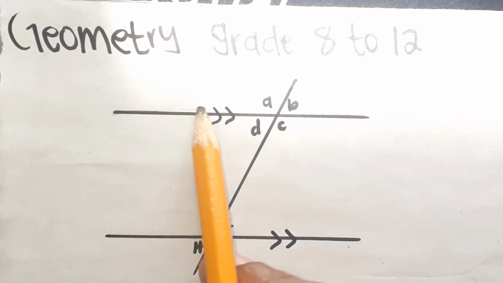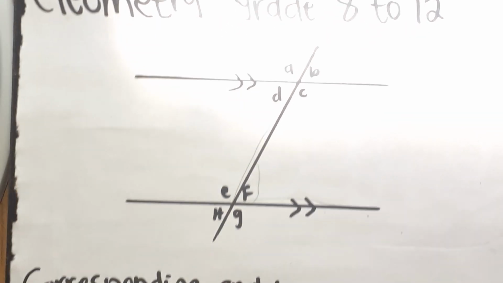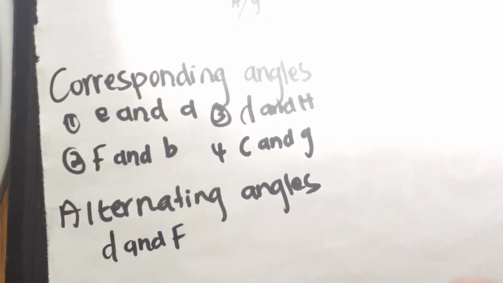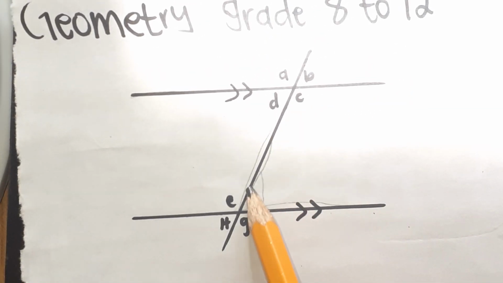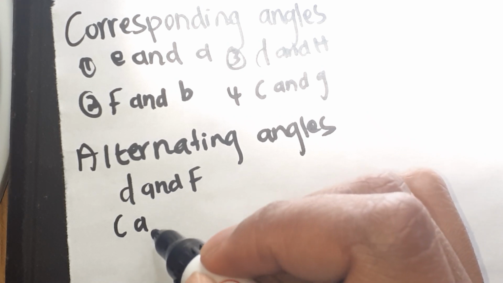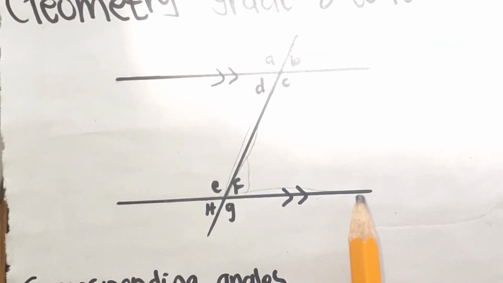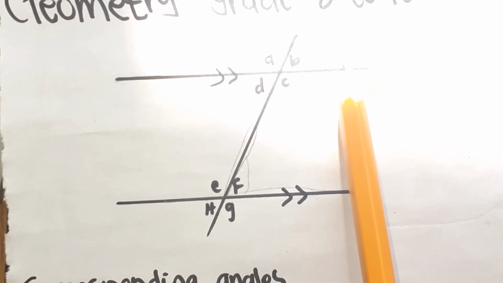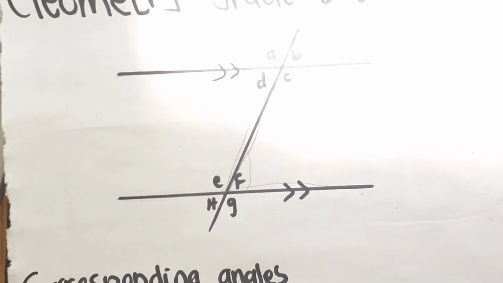So we go from here, we go down here, and we go here. So we find that D and F are alternating angles. And this side as well, you go here. C and E are also alternating angles. C and E make alternating angles. Even when you go this side, you have F and D also making alternating angles.